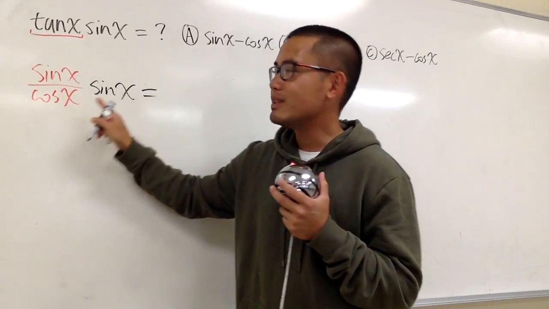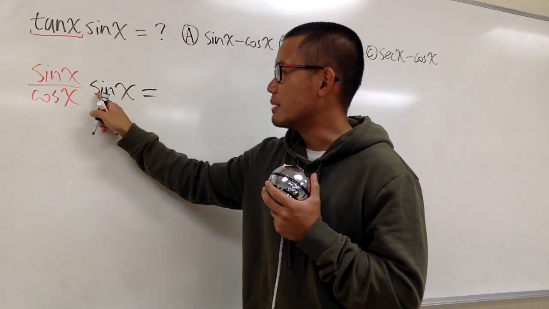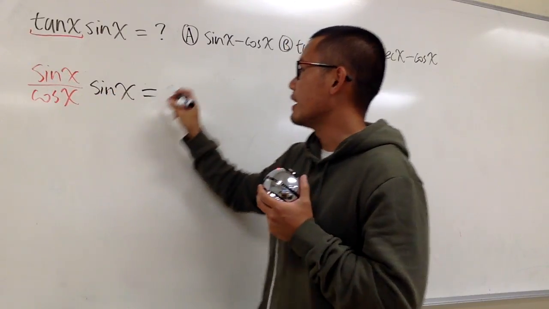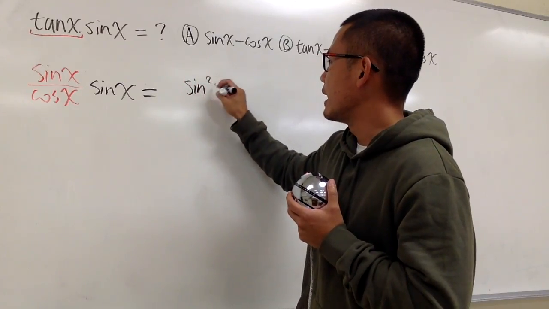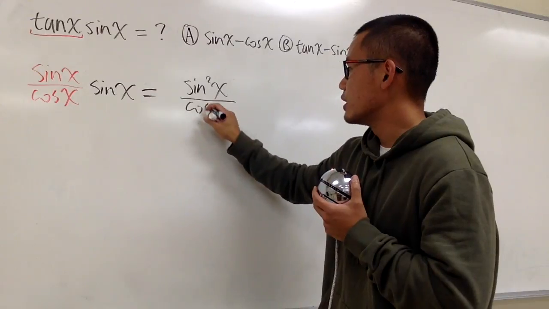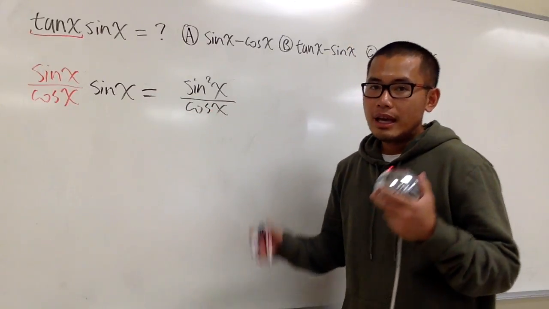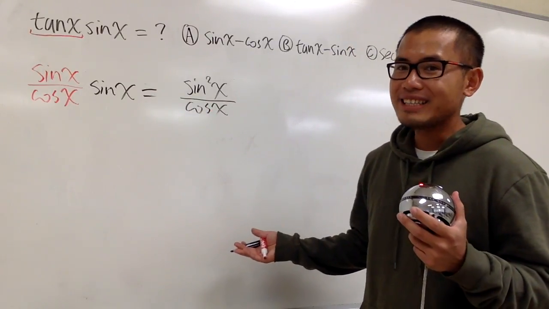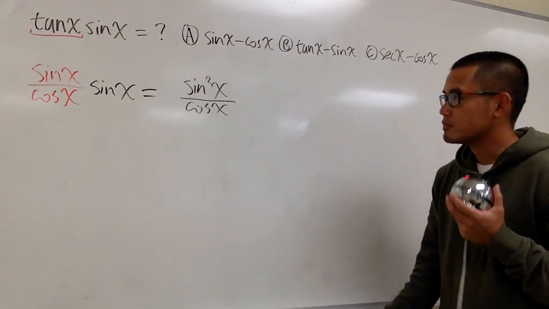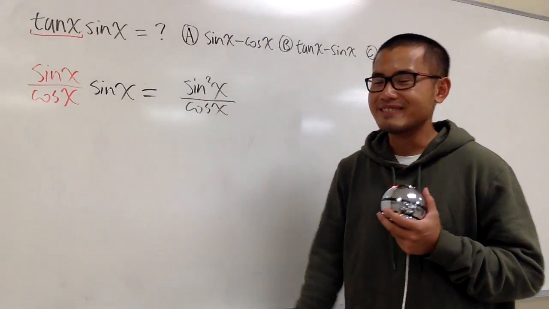This can be multiplied with the sine x because this is the same as sine x over 1. So we will have sine square x, and we'll put that on the top like this. And then this is still over that denominator, which is cosine x. And it seems like we did some work already, right? But this is not one of the answer choices right here. So we have to do a few more things right here.